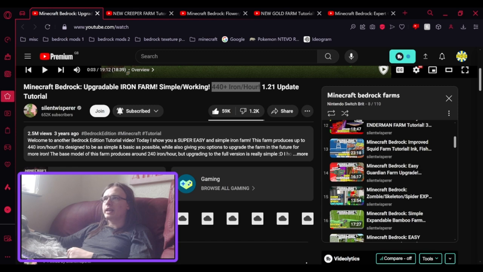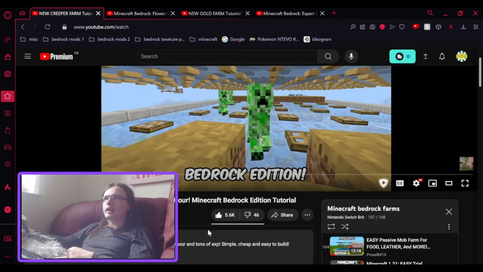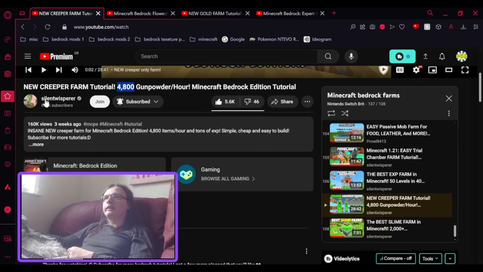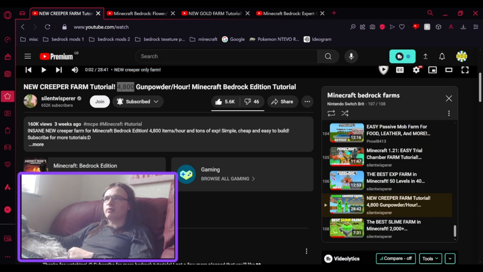Next up is a creeper farm by Silent Whisperer. He claims it produces 4,800 gunpowder an hour. Again, this was some super simple maths. Just took that number, multiplied it by the essence value of the gunpowder, which comes out to 614,400 essence per hour, or 600 diamonds per hour.